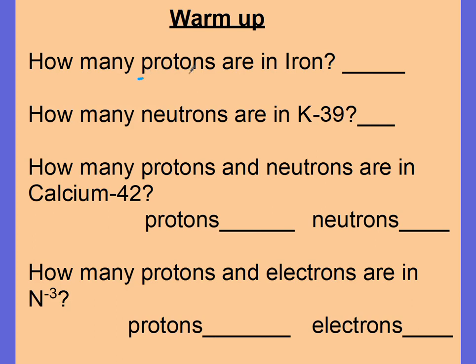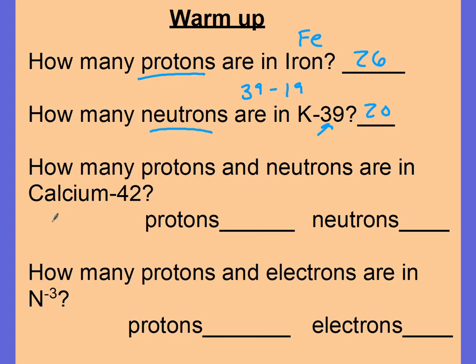So the first one, when you're looking for number of protons, we're looking for the atomic number of iron, which is 26. Remember that this number here is the mass number. So to get number of neutrons, we're going to do mass minus atomic number, and the atomic number for potassium is 19. So we have 20 neutrons.